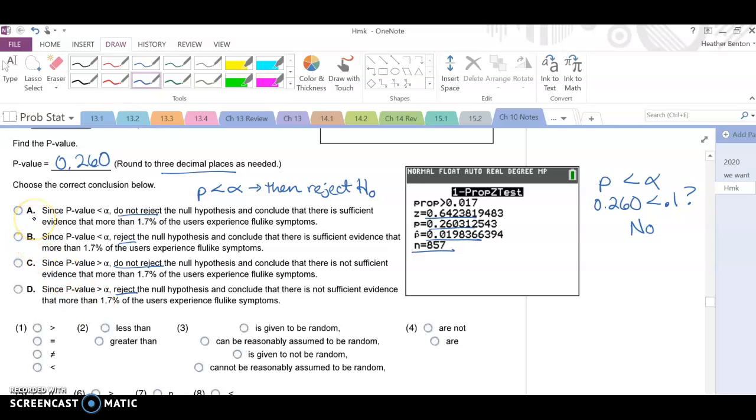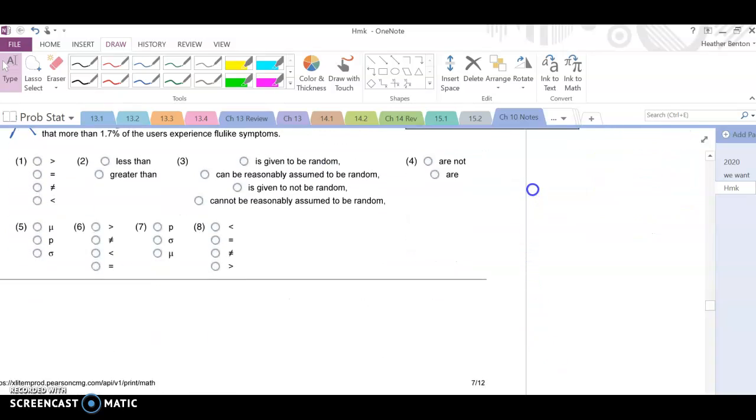So it's not going to be B or D, because we're going to not reject. Let's see the difference between A and C. This one says there is sufficient, this one says there is not sufficient. Remember in the wording, we said if you do not reject, then there is not sufficient evidence. So our answer is C. I know that feels weird, but that's what you do. All right. And those were all my choices for the other things.